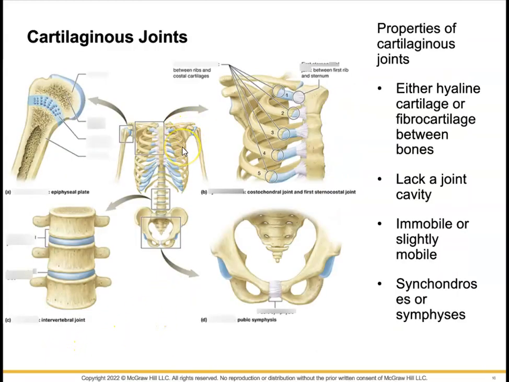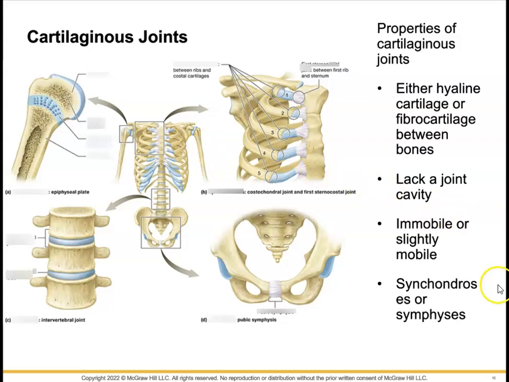Our second category of structural classification are the cartilaginous joints. So cartilaginous joints are either going to hold bones together by hyaline cartilage, remember that's the one that looks like frosted glass, or fibrocartilage, the very tough fibrous cartilage, right? So these joints are not going to have a joint cavity. Some of them are immovable, some are slightly movable, and these joints are synchondrosis or symphysis.